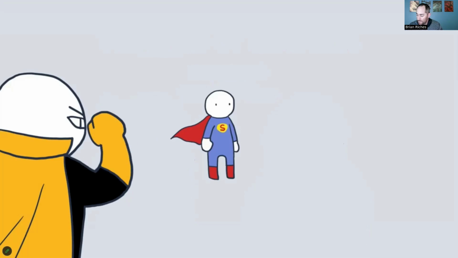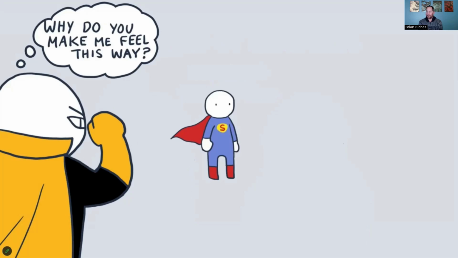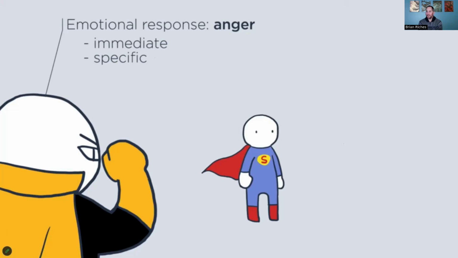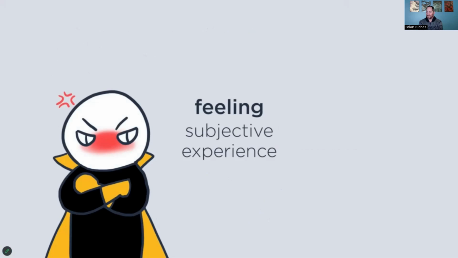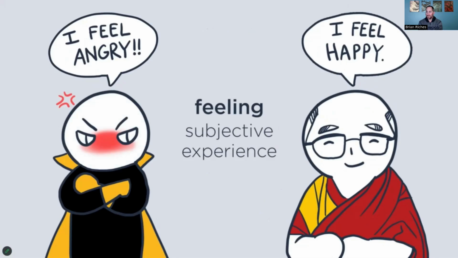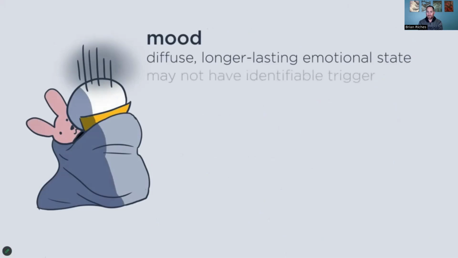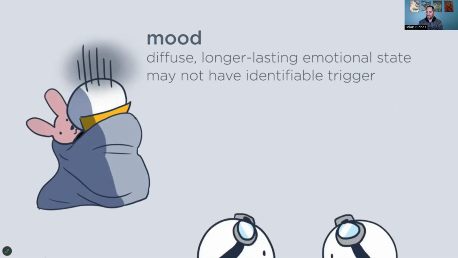Emotions are a tricky subject, both in life and in psychology. Questions like, why do you make me feel this way, are not only confusing on a personal level, but also on a scientific level. First, let's distinguish emotions from feelings and moods. An emotion is an immediate, specific, positive or negative response to internal thoughts or external environmental events. A feeling is the subjective experience of an emotion. It's what we refer to when we say things like, I feel angry, or I feel happy. A mood, meanwhile, is a diffuse, longer-lasting emotional state that doesn't necessarily have an identifiable object or trigger.